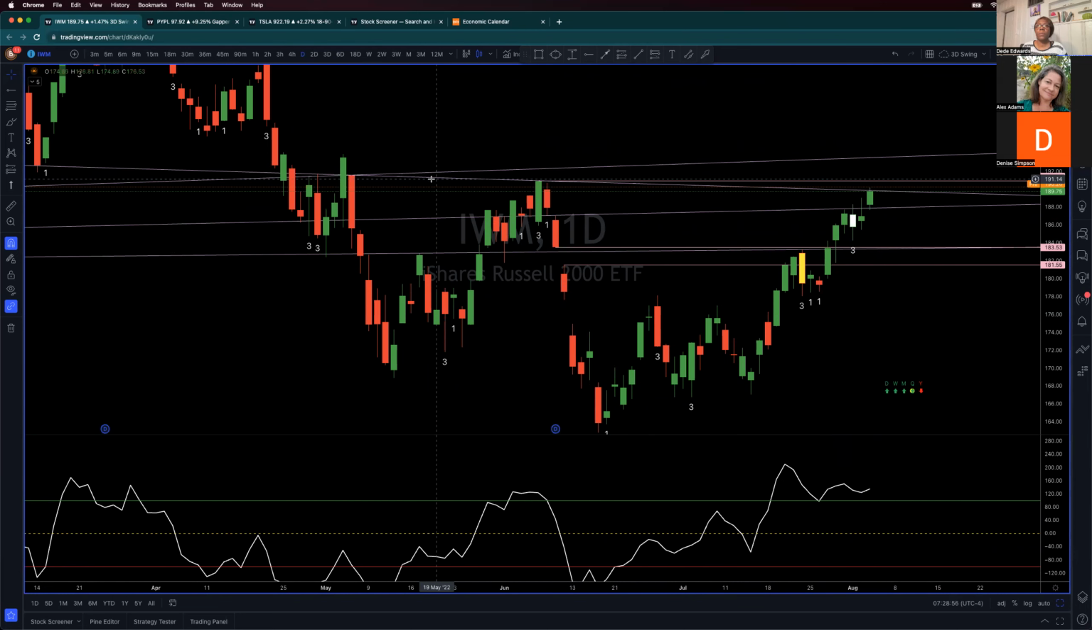Hit our broadening formation here, right? And now it's trying to take this outside bar. So we just drew this horizontal line here. So we're looking at about 194, 191. And then of course we have this broadening formation here. This 2-down bar, this outside bar. So 193, 194, which is about this guy right here.